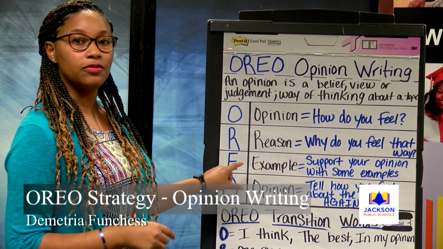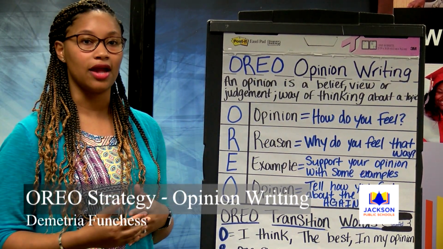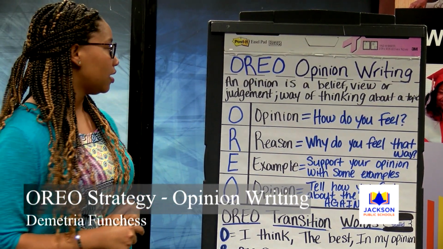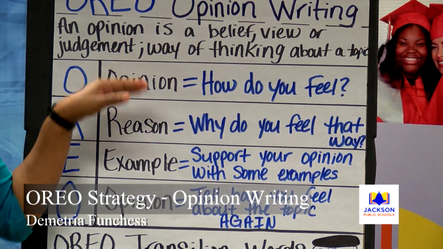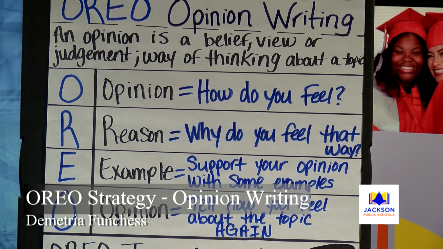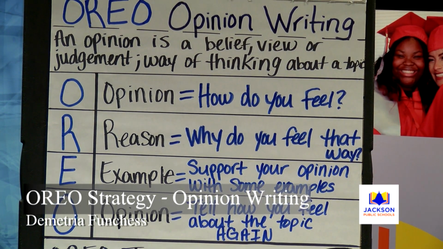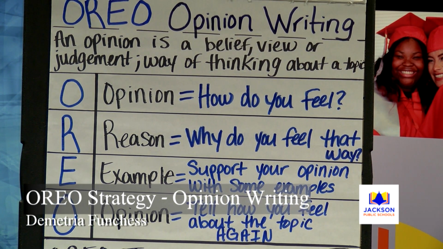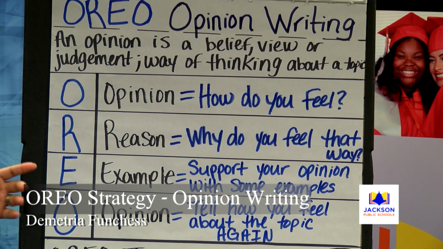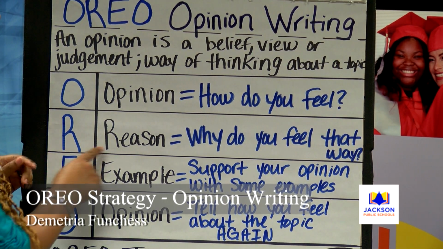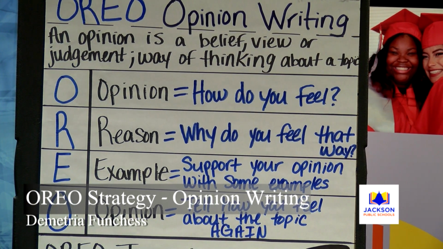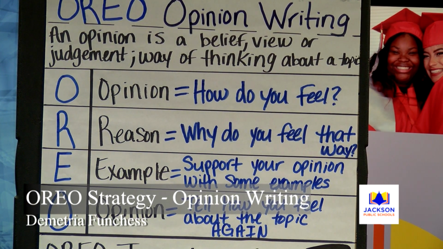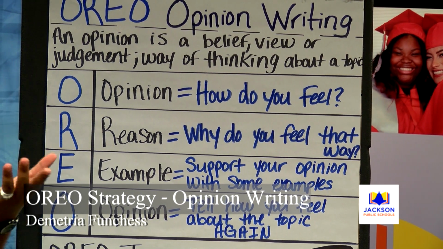So in each step, you do something different in your writing. The first step for Oreo writing is opinion. In this step, you want to talk about how you feel about the topic. What is your opinion? That's the first thing you want to do. The second step is the reason. You want to answer or inform your audience, why do you feel that way? Tell us the reason, because what?